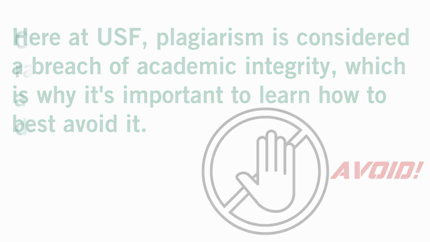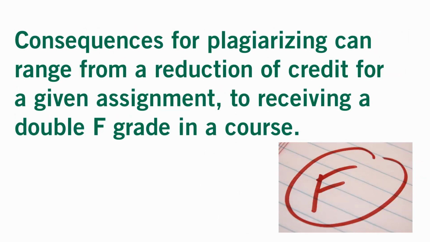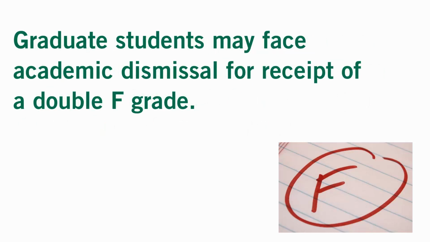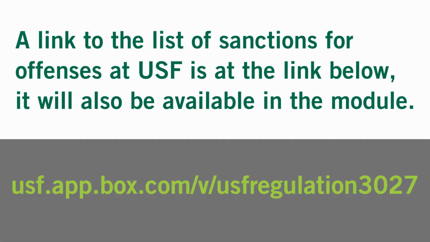avoid plagiarizing. Consequences for plagiarism can range from a reduction of credit for a given assignment to receiving a double F grade in a course. Graduate students may face academic dismissal for receipt of a double F grade. A double F on a transcript indicates that you failed the course because of some breach of ethics. A link to the full list of sanctions for offenses at USF is available in this module.